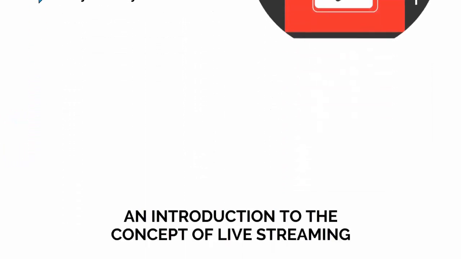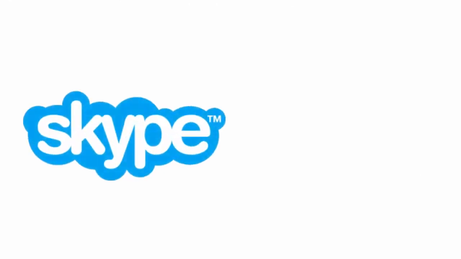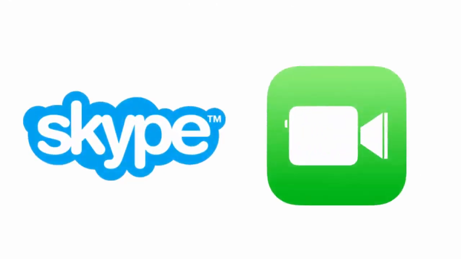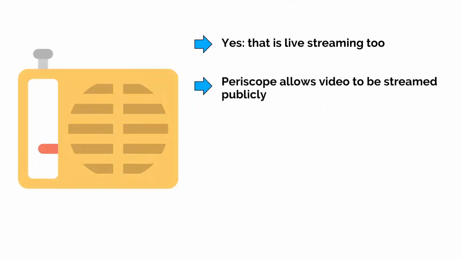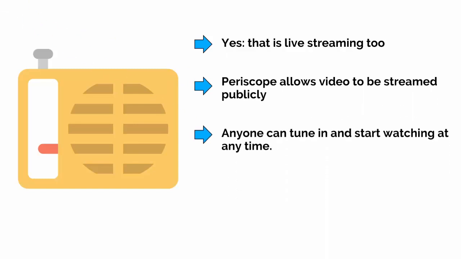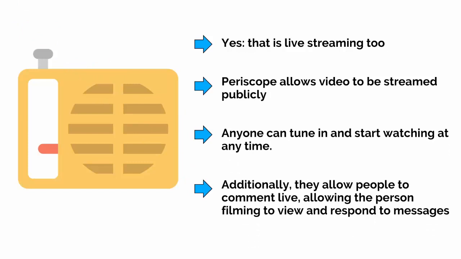Basically, live video streaming does what it says on the tin. It streams video live. Now you might be thinking that's nothing new. After all, isn't Skype exactly the same thing? Isn't FaceTime? And both of those have been around for an age. Well, simple. The answer is yes, that's live streaming too. But what's different about Periscope is that it allows video to be streamed publicly. That means that anyone can tune in and start watching at any time. Additionally, they allow people to comment live, allowing the person filming to view and respond to the messages.